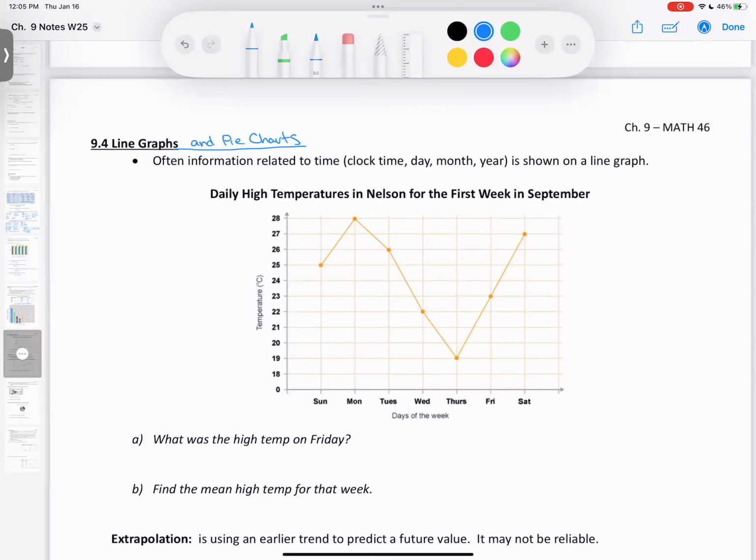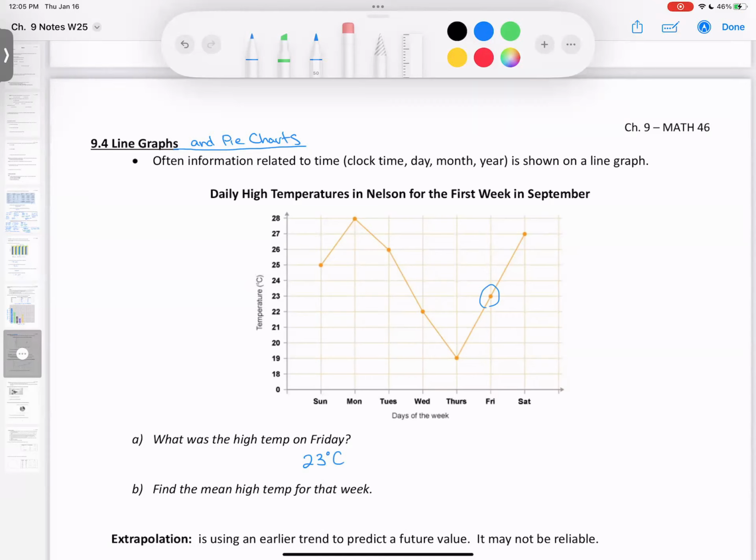Then on Thursday, things have fallen a bit. The high is down to 19 and so on. So what was the high temperature on Friday? If we look at Friday, we can just go straight across to see that it was 23 degrees. And this is degrees Celsius, as you can see from the axis title here. So, 23 degrees Celsius.